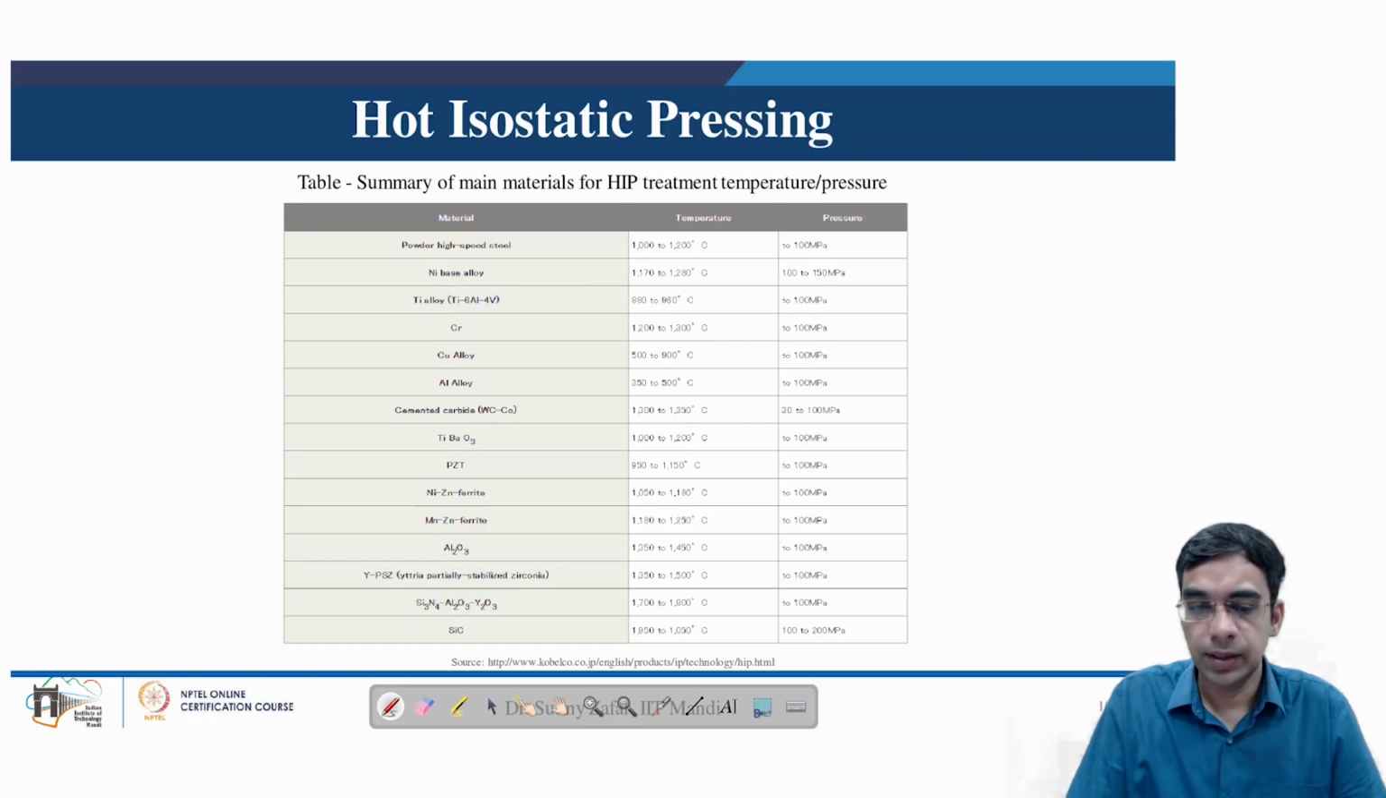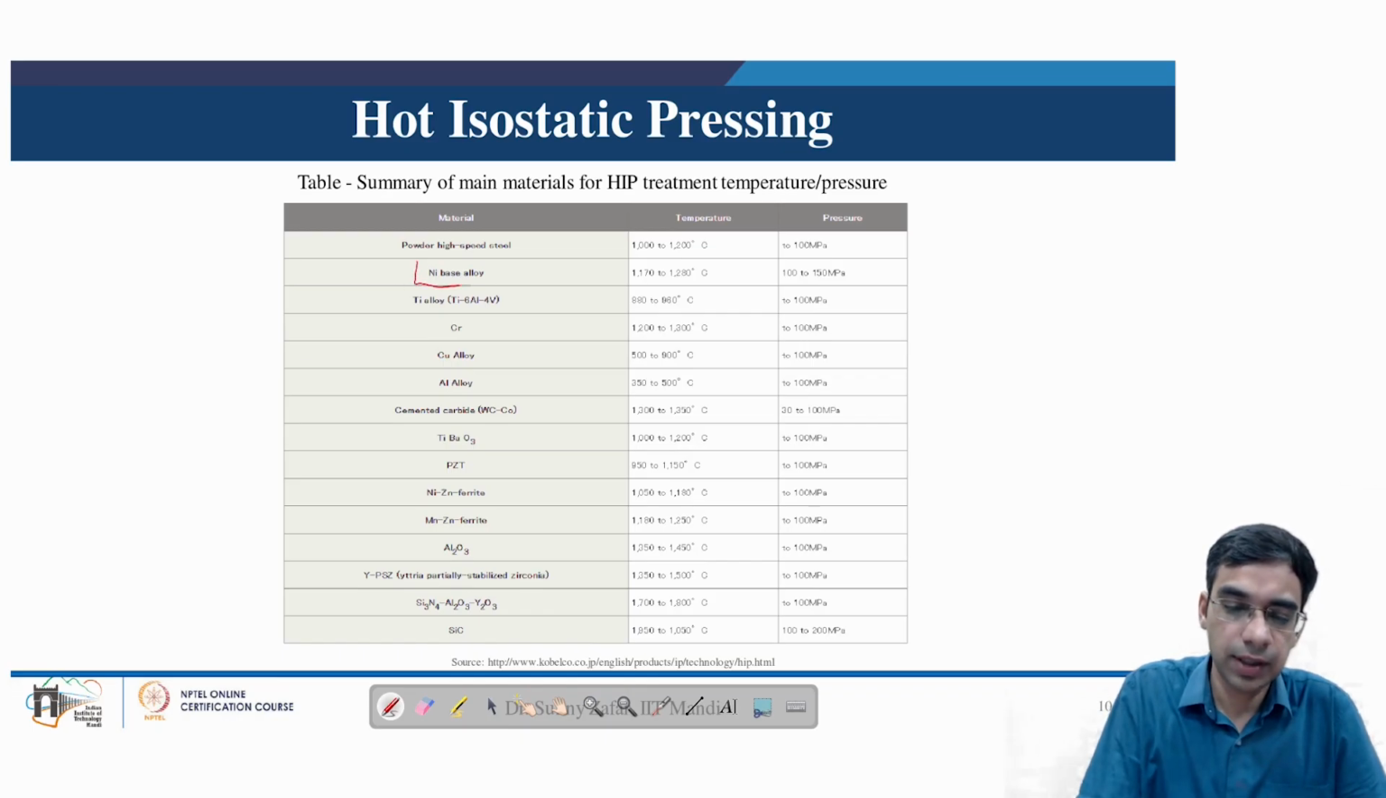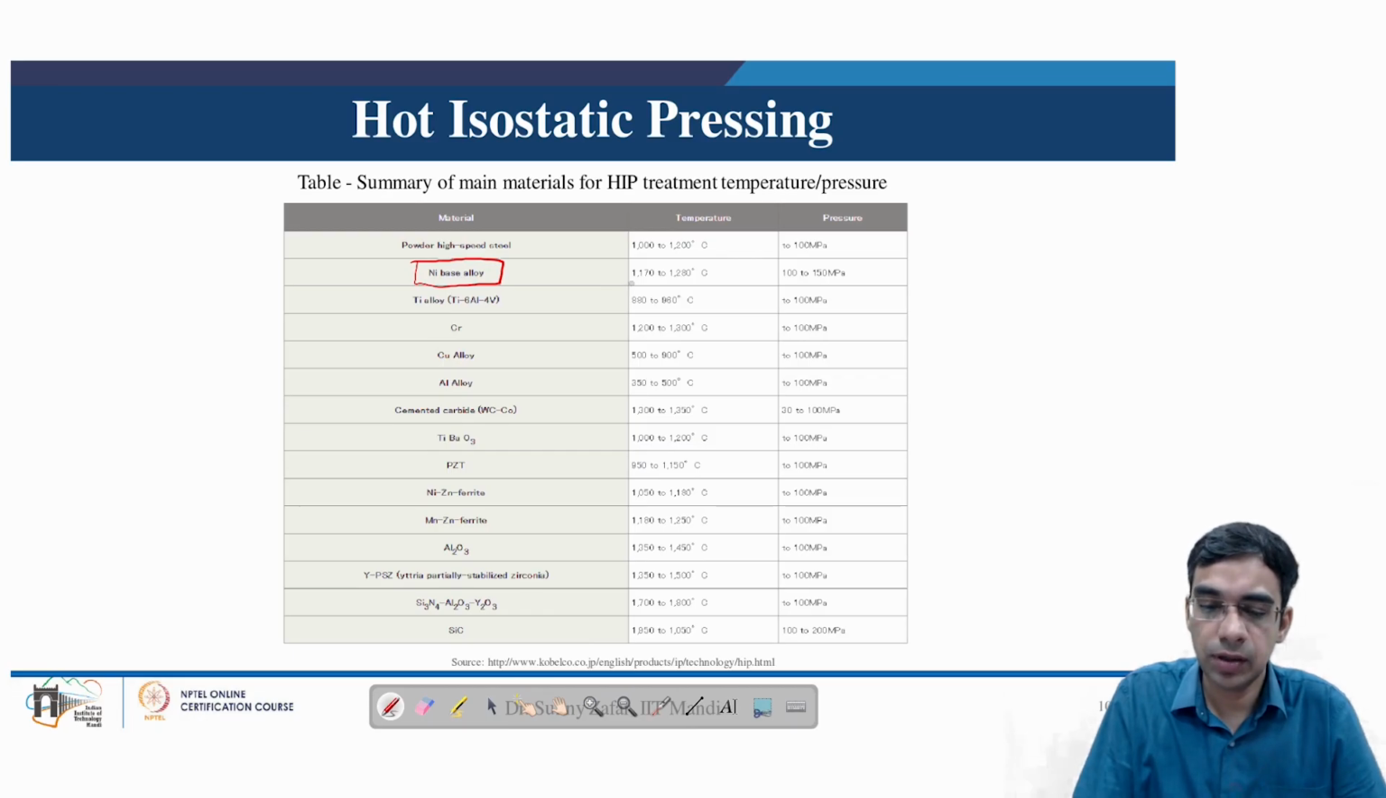So here it is tabulated, the summary of the main materials which are used in hot isostatic pressing treatment, and the required temperatures and pressures are shown. For the nickel-based superalloy, which is primarily used to make the gas turbine blades, we can see temperatures of the order of 1100 to 1280 degree centigrade, and gas pressures of 100 to 150 megapascals are used to conduct the hot isostatic pressing treatment.